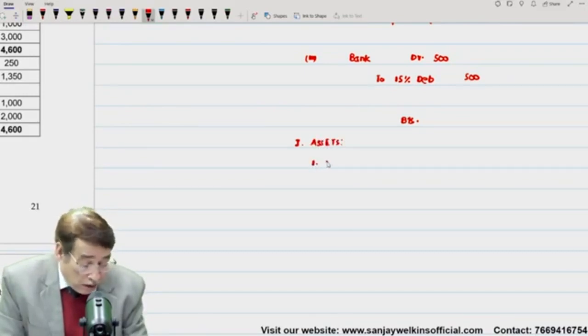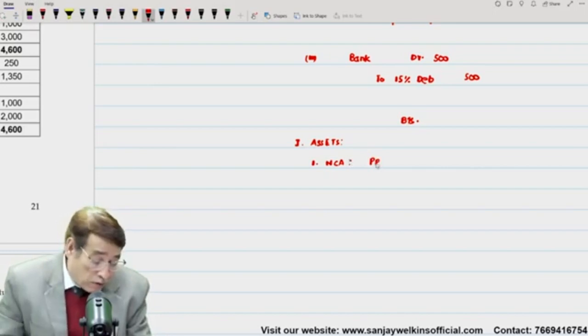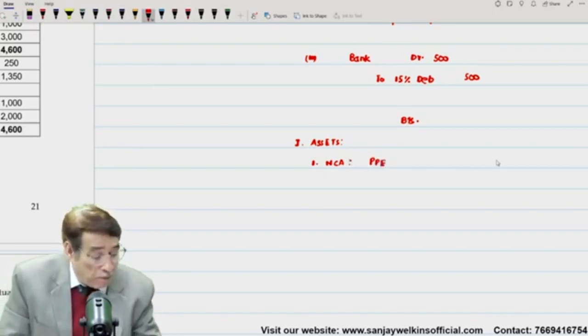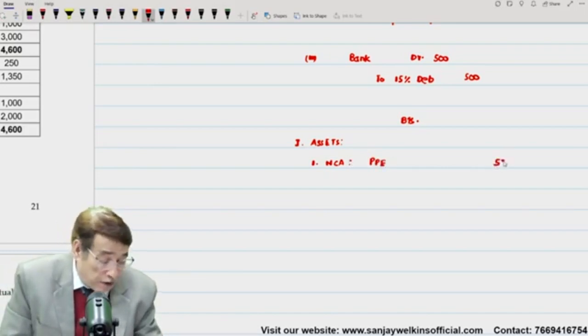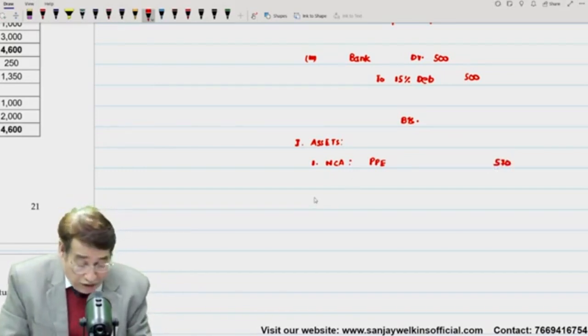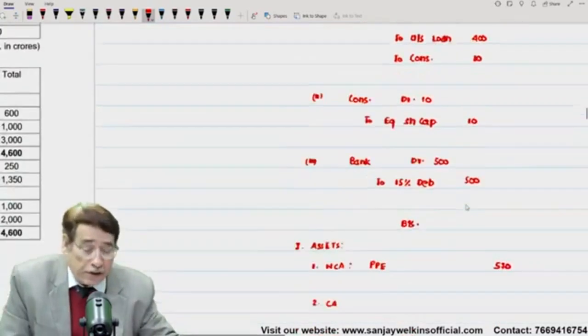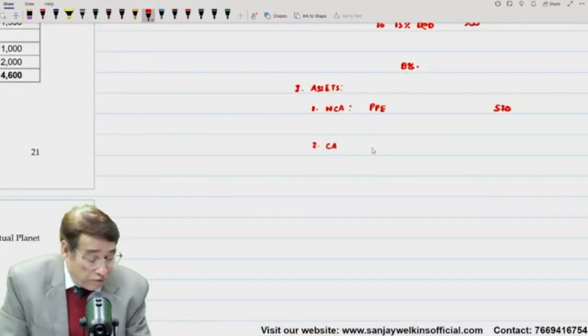One, non-current asset. Under the non-current asset, we have taken over property, plant and equipment. So I am simply going to write property, plant and equipment 570. Correct? Only one property, plant and equipment. Then I am going to write here two, current asset. Under the current asset, we have taken over current asset worth 1500. So I will write here 1500.